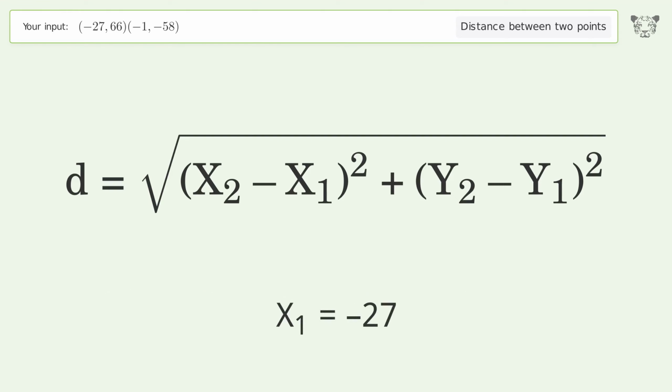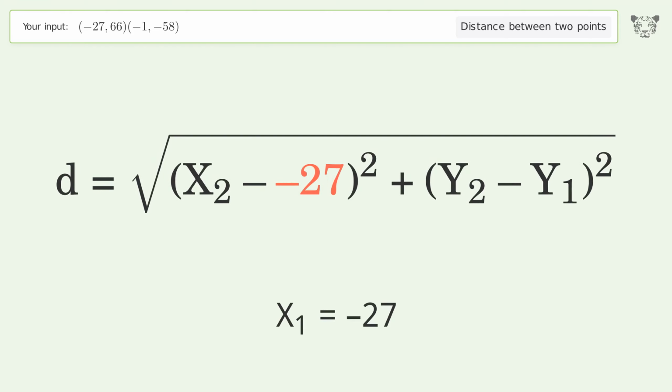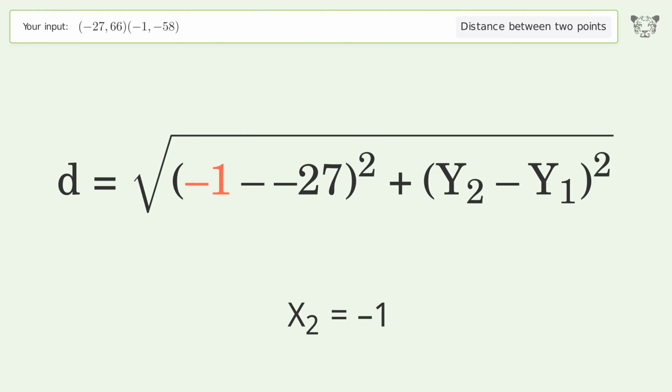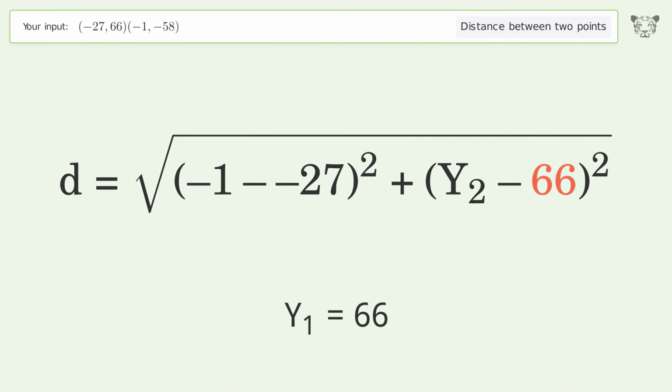x1 equals -27. x2 equals -1. y1 equals 66. y2 equals -58.